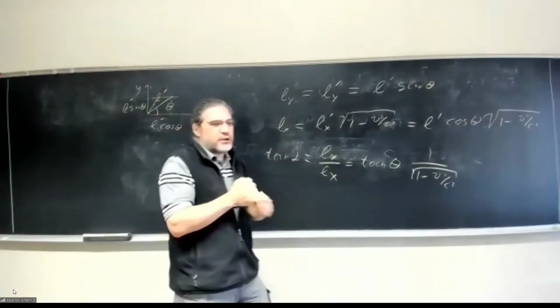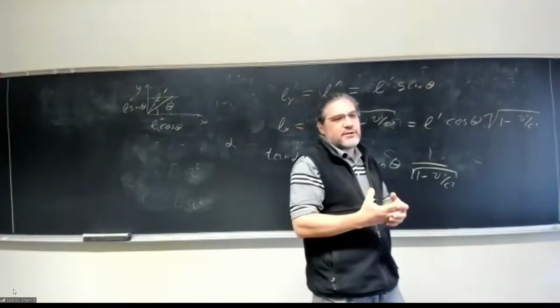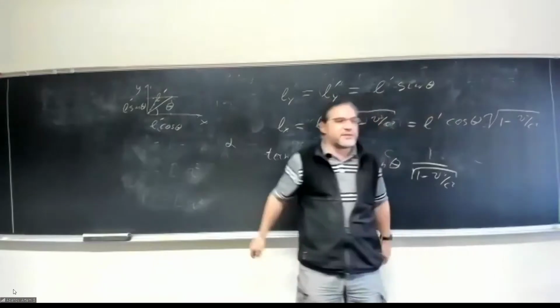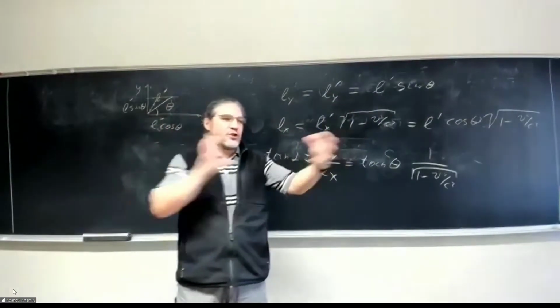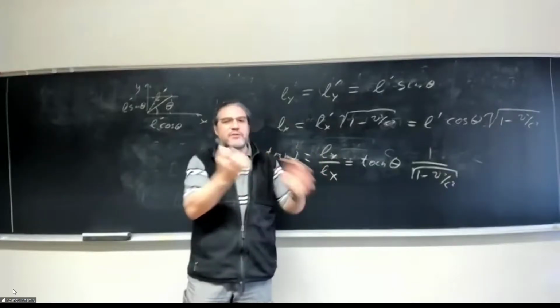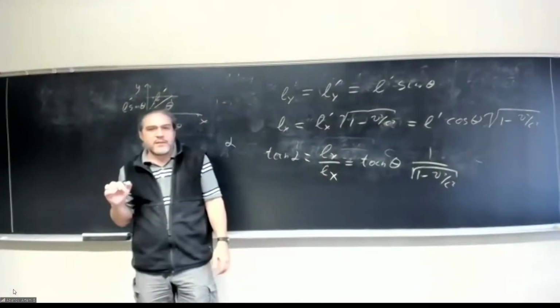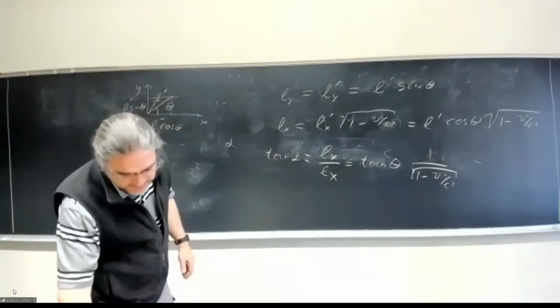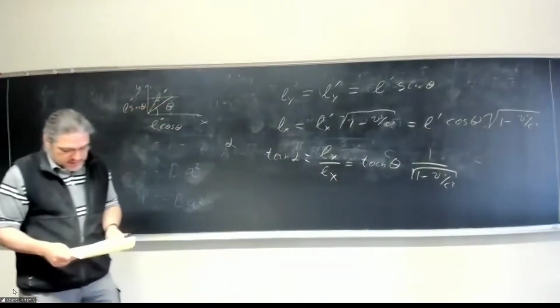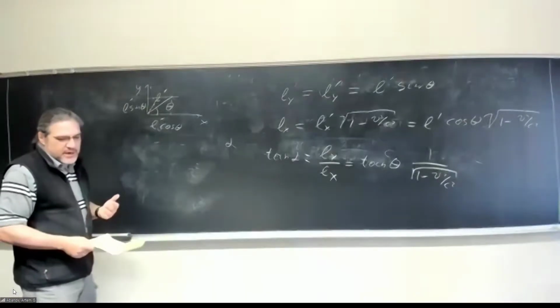So if some object is flying by with a speed close to the speed of light, you will see not only shortening of that object, but also the shape will change, because of the very same results. And so it can look quite weird.